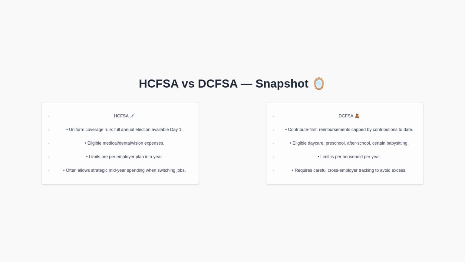Reimbursements are limited to what you have contributed so far. The annual limit is per household. This means you must sum contributions across all employers in the year. Over-contributing results in the excess being added back to taxable income. Next, let's zoom into the HCFSA strategy.